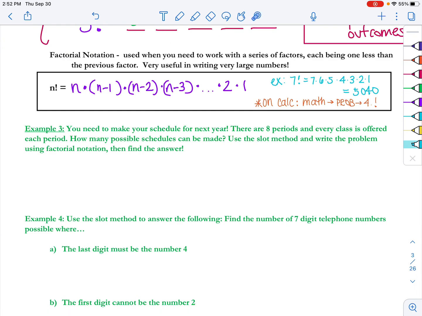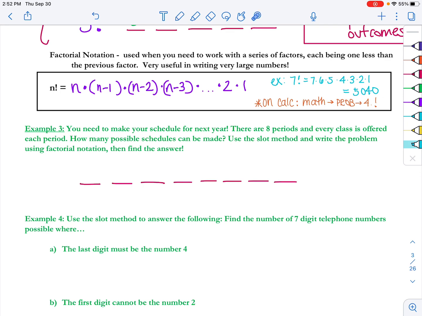It says you need to make your schedule for next year. There are 8 periods and every class is offered each period. That would be like a dream come true, right? How many possible schedules can we make? Well, we have 8 periods to fill. So we need 8 slots. 1, 2, 3, 4, 5, 6, 7, 8.